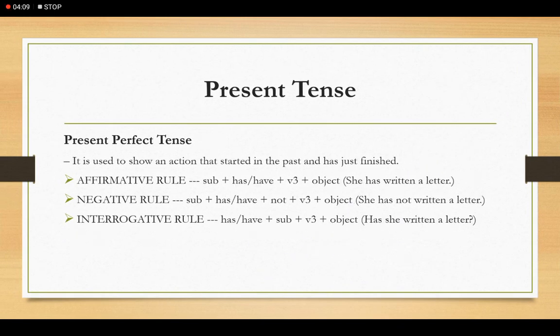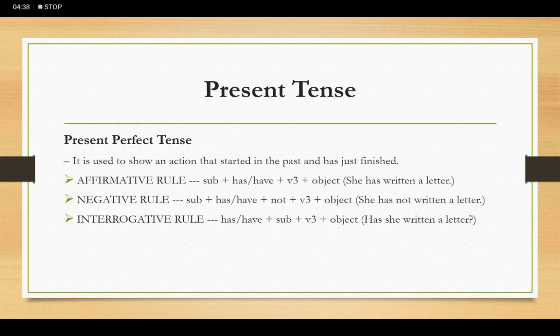After continuous tense, let us look at the present perfect tense. It is used to show an action that had started in the past and has just finished. It's very important: the action had already started in the past, it's been some time, but it has finished just now. Therefore, it is present perfect tense.